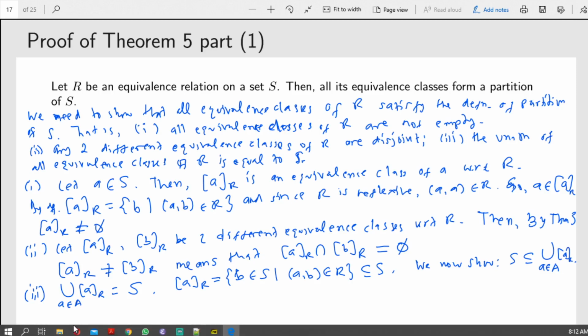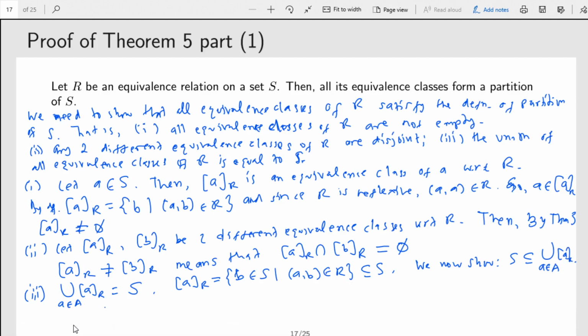Now this is equivalent to: let X be an element of S. We show that X is an element of the equivalence class of A with respect to R for some A in S. It's not A, it should be S.